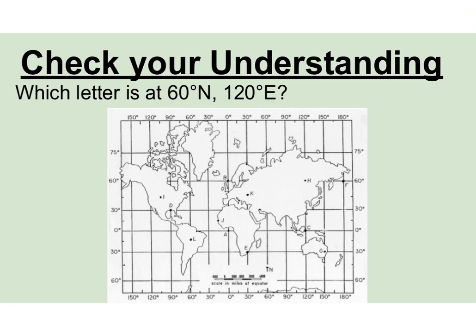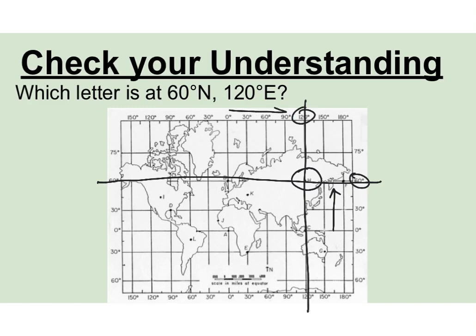If you didn't get that one, hopefully you'll get this one. Which letter is at 60 degrees north and 120 degrees east? If you chose H, you were correct. 60 degrees north, remember this is our latitude line for 60 degrees and it's north of the equator. 120 degrees is our longitude line. Here's 120 and it is east of the prime meridian.